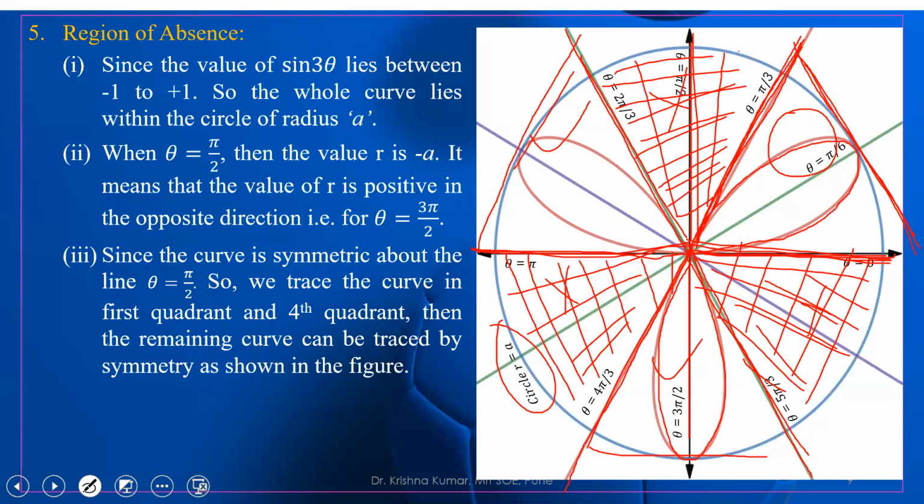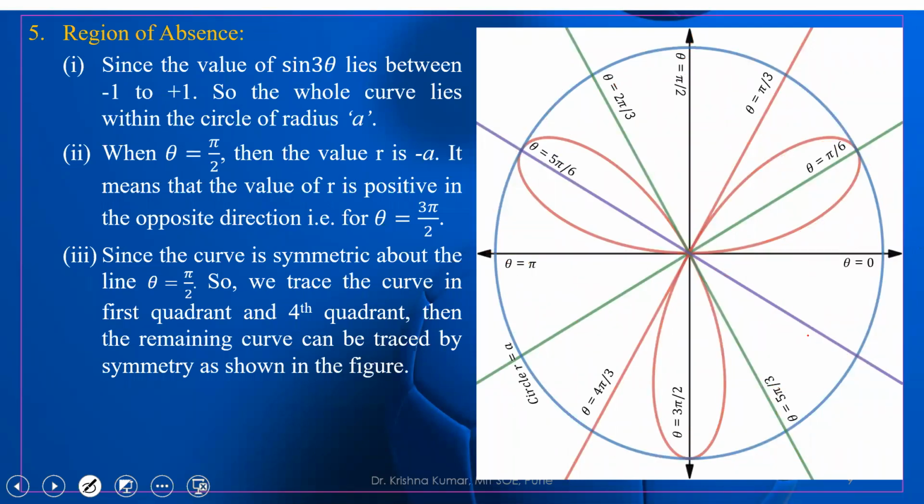So we have taken these two examples of the rose curve. These are the values at which theta equals pi by 6 and theta equals 3 pi by 2, and the value of r will be a. So we are getting a loop over here. If the value of r is a, we are getting a loop there. So I think we are able to trace the remaining curves.